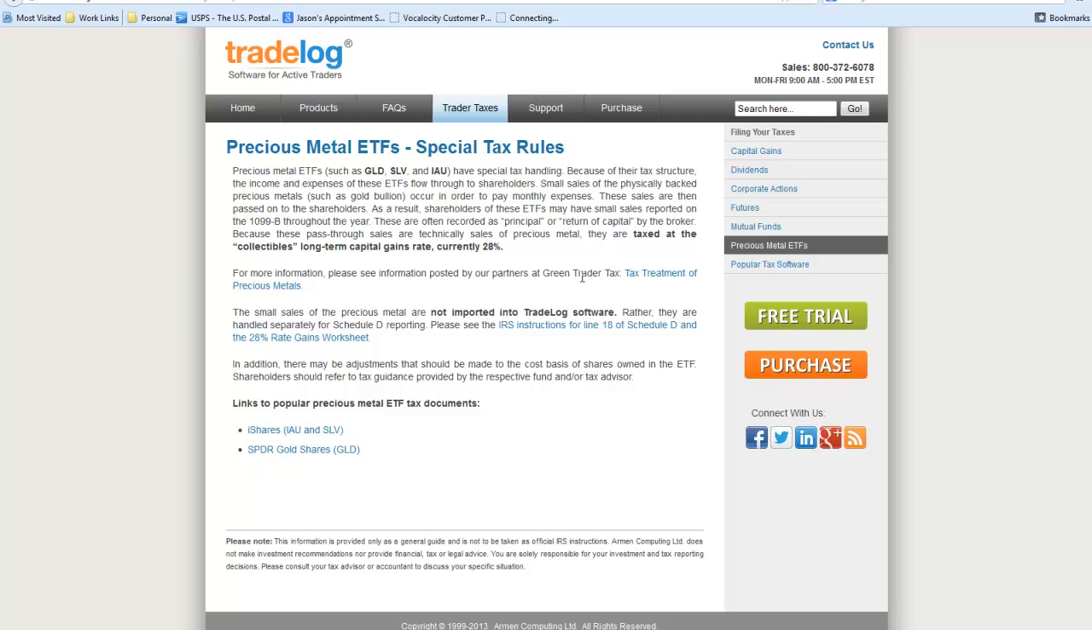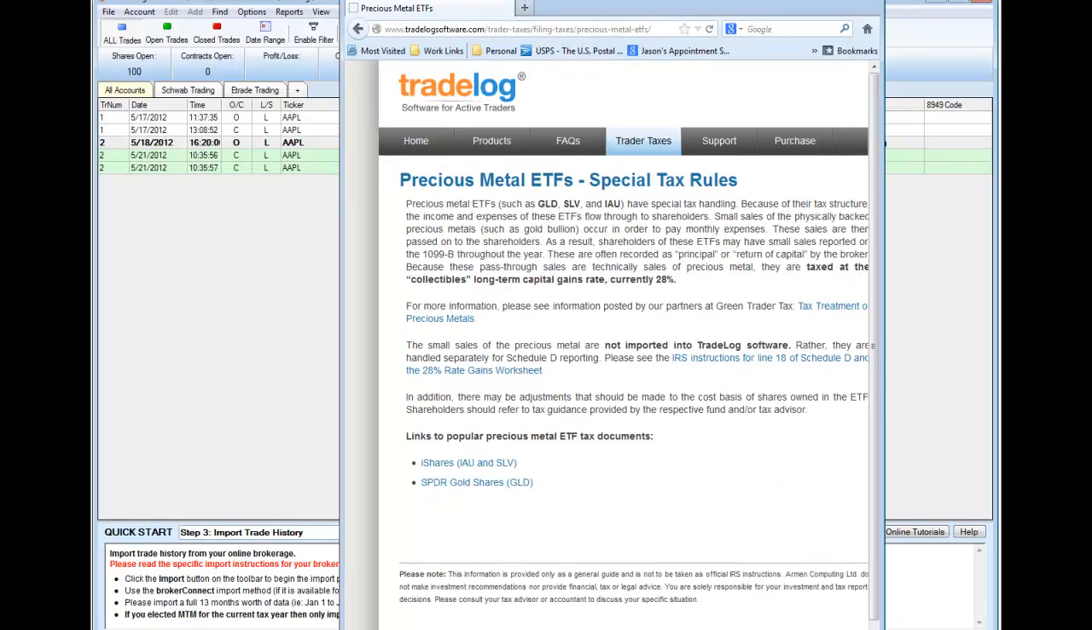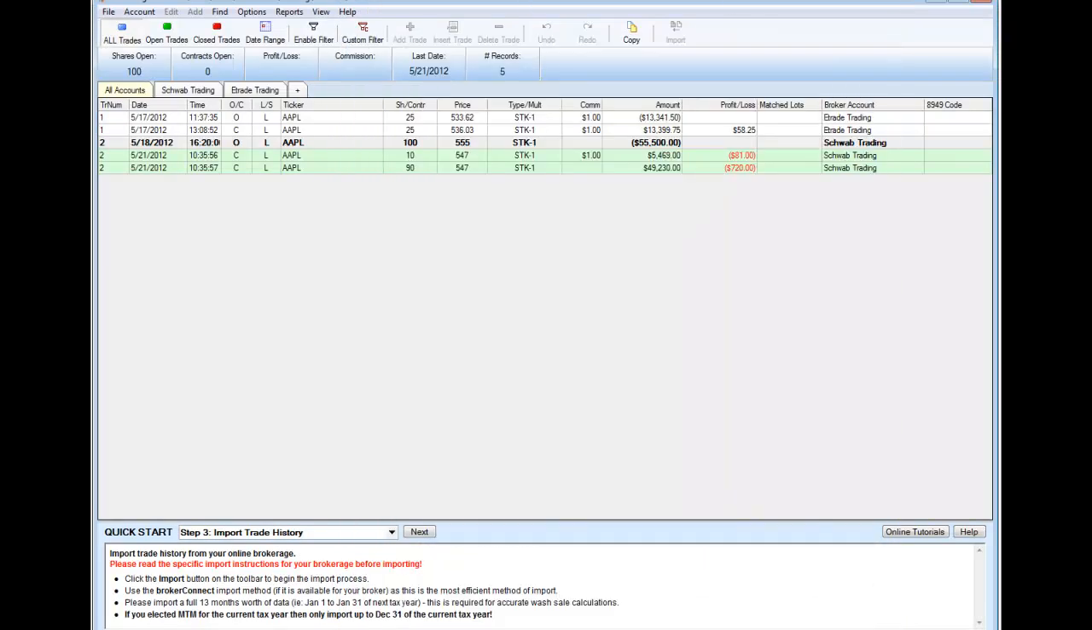First of all, it is going to cause a difference with your 1099 and your reconciliation for sales. So that's where you might notice it. We explain this on our website. Go to the Trader Taxes, Precious Metal ETFs, and we explain more about tax treatment for these. We reference over to Green Trader Tax, to an article they have about how these are handled, and we give you also some links on some of the most popular ETFs, which actually provide details online how to make the necessary tax adjustments. So we encourage you to check that out if that affects you.